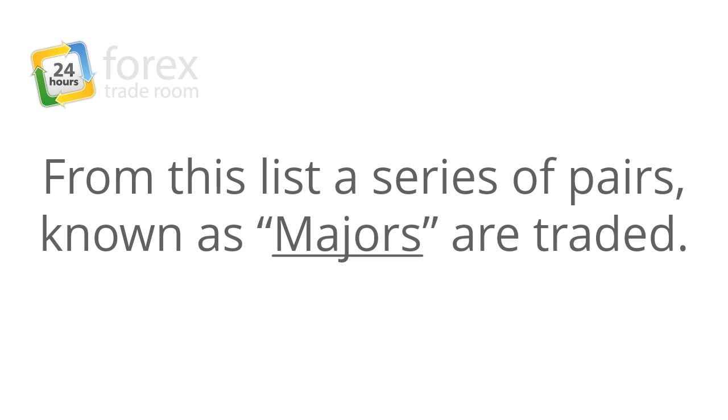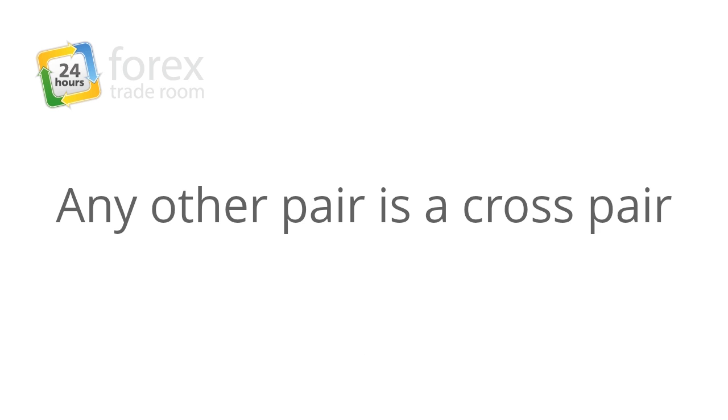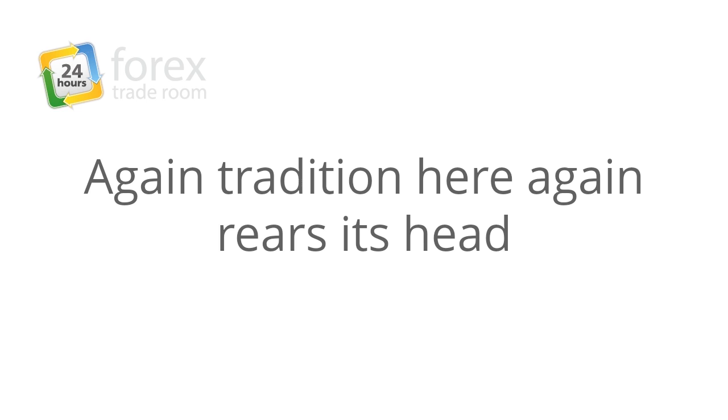From this list, a series of pairs known as majors are created and traded. Firstly, you have euro dollar, then you have pound dollar, Aussie dollar, New Zealand dollar, US dollar Swiss, and dollar Japanese yen. All other pairs are crosses. So the majority of traded pairs are in fact crosses of one sort or another. So the question you might ask is, why just these as majors? Again, here tradition rears its head.